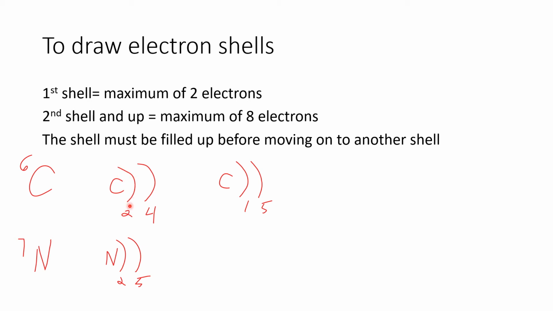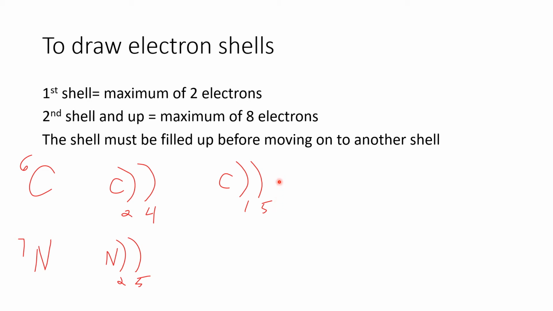And the rule says that the first shell, you can fill it up maximum with 2 electrons. So I'm going to go ahead and put down 2 electrons. Now I'm not done because I need to reach 6. So I'm going to have to draw a second shell, and I'm going to fill it up with 4 electrons. So my first shell is carrying 2 electrons, my second shell is carrying 4 electrons. If you add those electrons, you would get 2 plus 4, you would get all 6 electrons that carbon is carrying.